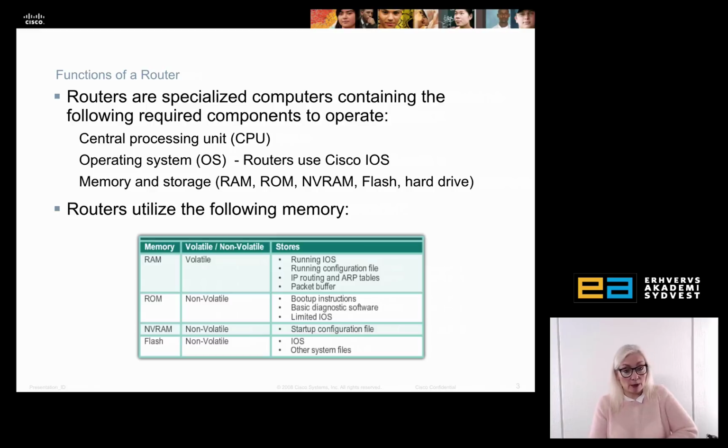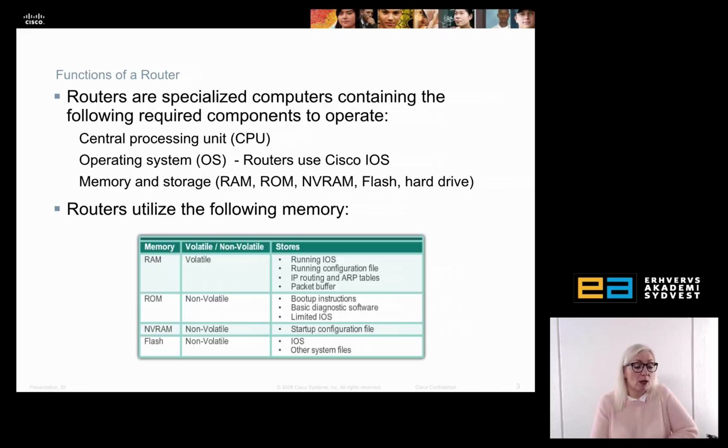If you look at the routers themselves, they're like a computer. They have, for instance, a CPU. They also have an operating system, and in Cisco devices, it's called IOS. And they also have memory and storage. They have RAM, they have ROM. They also have storage in, for instance, NVRAM, flash, and also in some cases a hard drive.